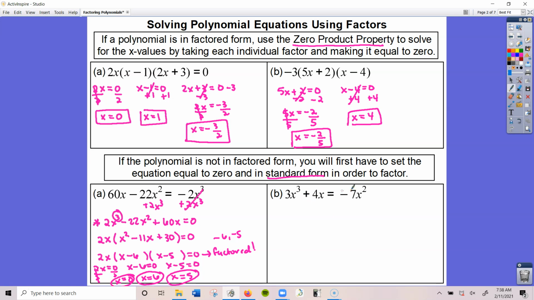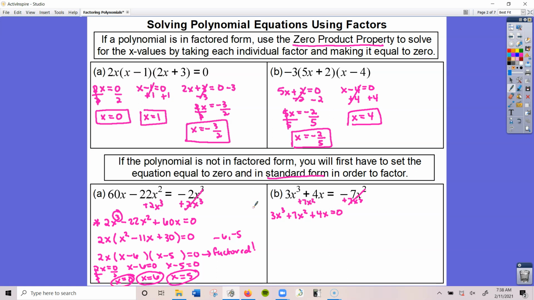Let's try this one. We have 3x to the third plus 4x is equal to negative 7x squared. So first I'm going to have to add the 7x squared so that my equation is equal to 0. And now I'm going to write this out in standard form. So 3x to the third plus 7x squared plus 4x is equal to 0.